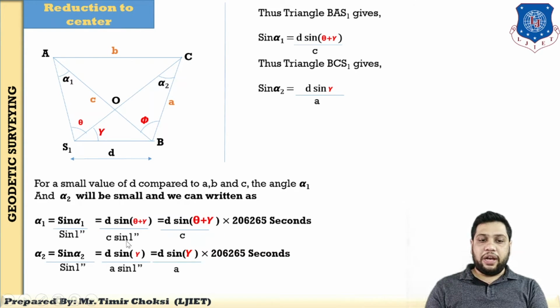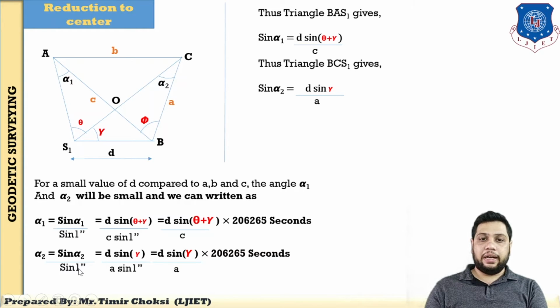So 1 upon sine 1 second, calculated on a calculator, is 206265 seconds. Therefore alpha 1 equals D sine theta plus gamma divided by C into 206265 seconds.